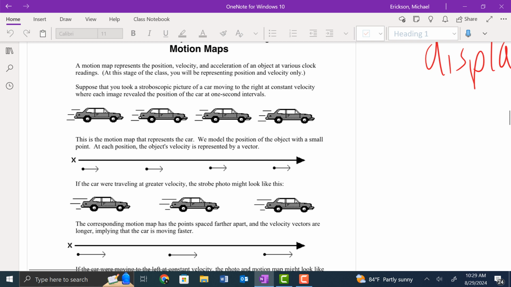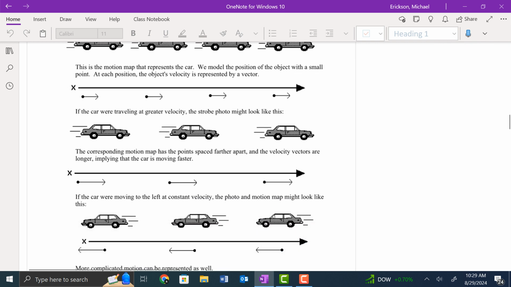line here. So, in this example, you see there are 4 dots with arrows. So, I know each dot is exactly 1 second. The arrow direction tells you what direction the object is going. The bigger the arrow, the faster it's going. So this one is a car moving slower than this one. They're both going the same direction.